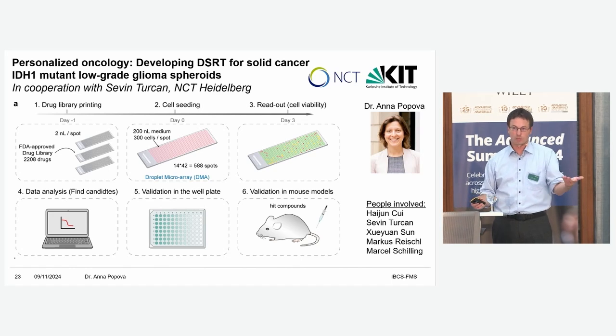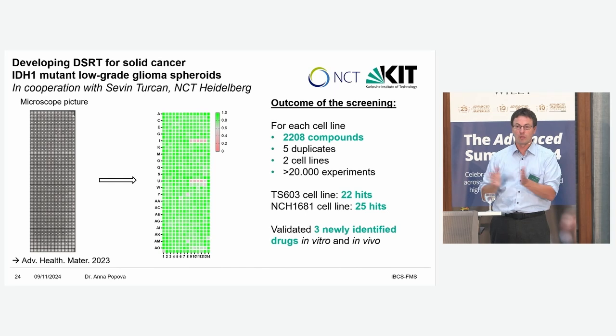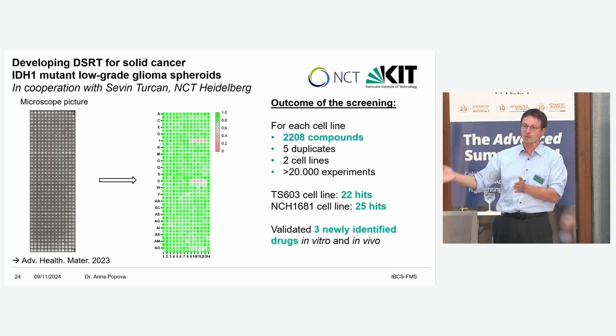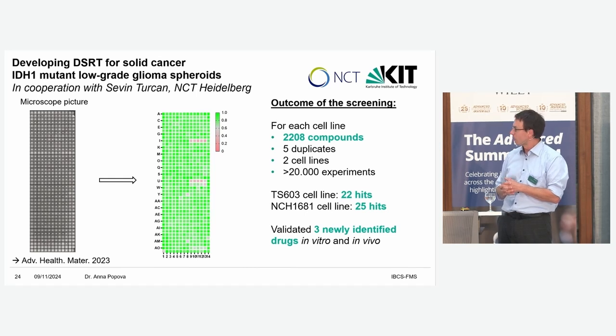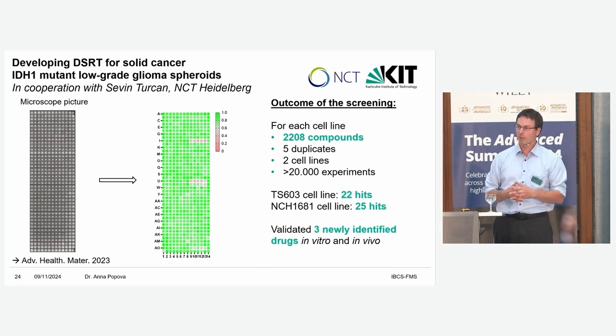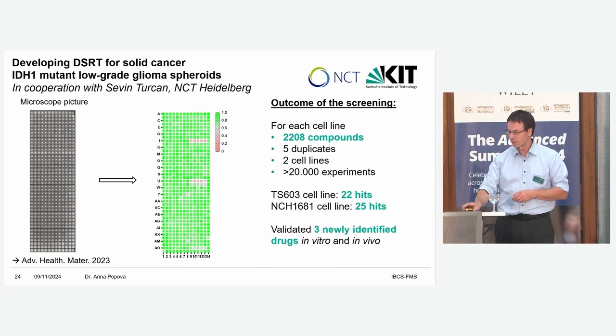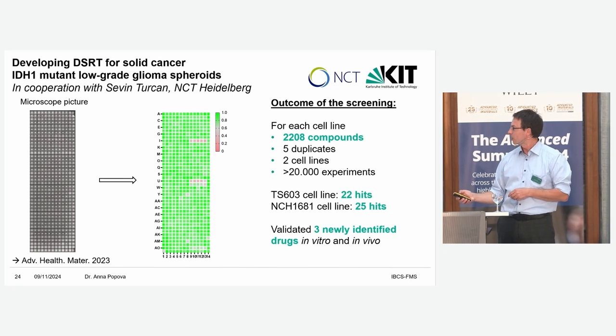It was only possible through miniaturization. But importantly, the screening resulted in 20 hits from these 2,000 compounds, new compounds that were active against these drug-resistant glioma cells, and 3 hits were validated in vitro and in vivo, and also a new mechanism of action was shown, and hopefully this will lead at some time to new therapy against this bad disease.